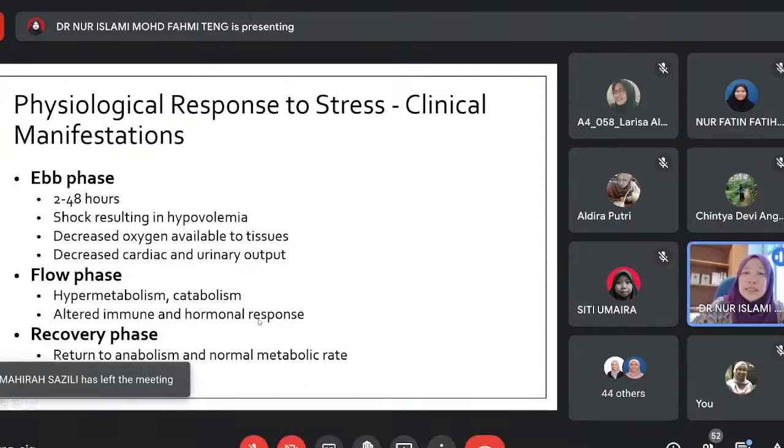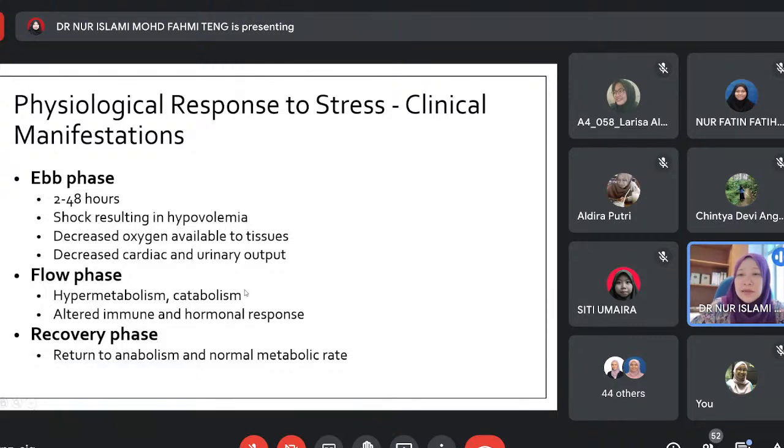In this phase there is a decrease in total body energy expenditure and decreased urinary nitrogen excretion. An early increase is detected in endocrine hormones such as catecholamines and cortisol. There is shock resulting in hypovolemia, decreased oxygen, and decreased cardiac and urinary output.